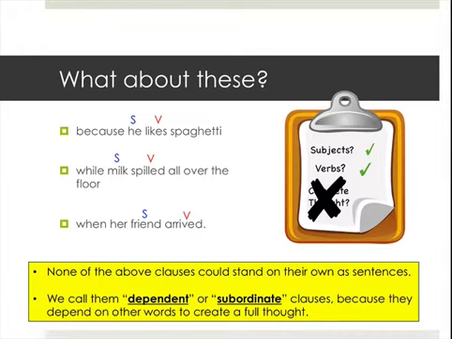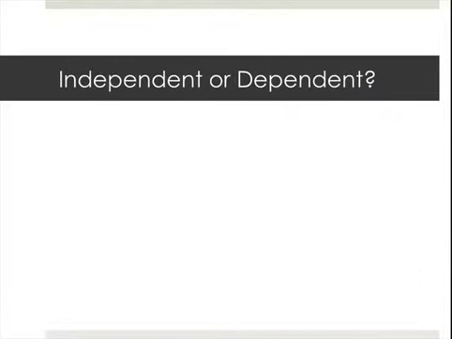Clauses that do not form complete thoughts, that have a subject and a verb but can't stand on their own as complete thoughts, we call these dependent or subordinate clauses. They depend on other words to create a full thought. So, let's take a look at some clauses and decide whether they are independent or dependent.